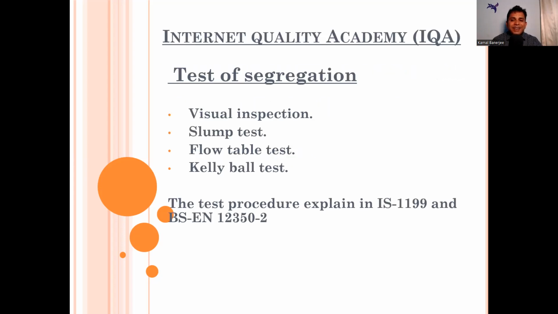And tests of segregation. We need to test how to know the segregation. That is visual inspection first. In the visual inspection, we can find out easily whether the segregation happens or not. Then the slump test, floor table test, and Kelly ball test. The Kelly ball test procedure is explained in IS 1199 and BS EN 12350. These are the tests for segregation. The visual inspection, slump test, and floor table are widely used, and the Kelly ball test is sometimes used.